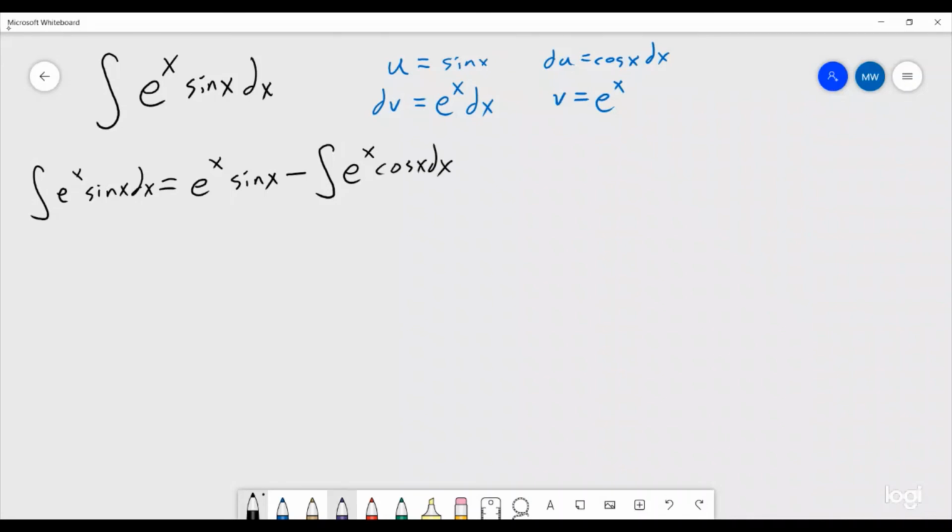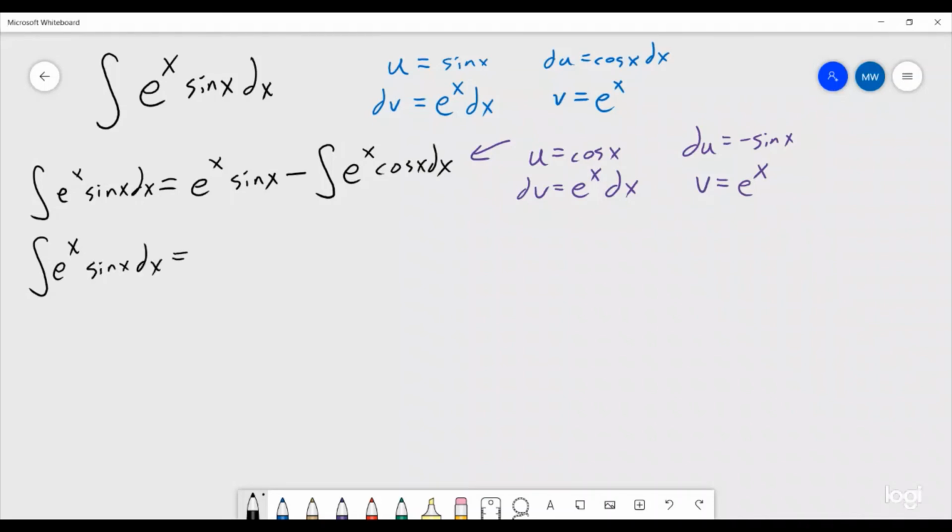Well, this one we are going to need to do integration by parts on as well. So for this one we are going to say u equals cosine x, and dv is going to be e to the x dx. So v is just going to be e to the x again, but du is going to be negative sine of x. So that means the integral of e to the x sine x dx is equal to e to the x sine x minus uv, e to the x cosine x, minus the integral of v du times negative sine x.